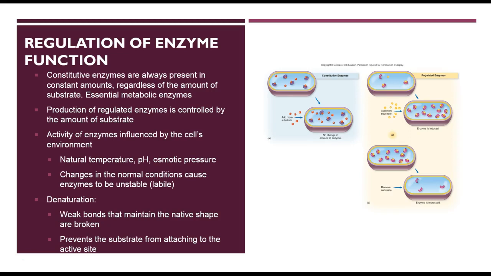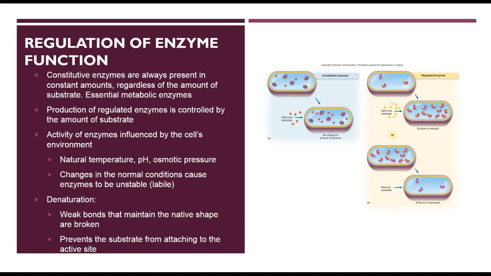Constitutive enzymes, as you see in the diagram on the right, these are enzymes that are always present within the cell in a constant amount. So the amount of that enzyme does not change within the cell, no matter what happens with the substrate. So if we increase substrate, we do not increase the amount of enzyme. That enzyme amount remains constant, okay? And these enzymes are typically essential metabolic enzymes that are necessary and need to be present at constant amounts at all times in the cell.